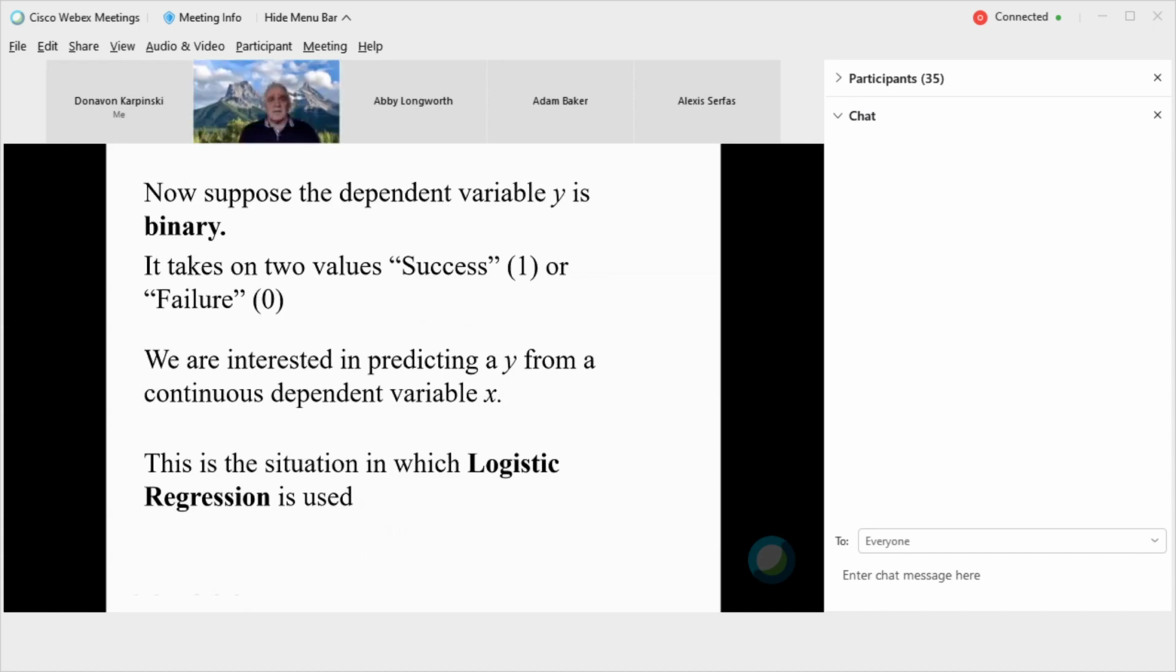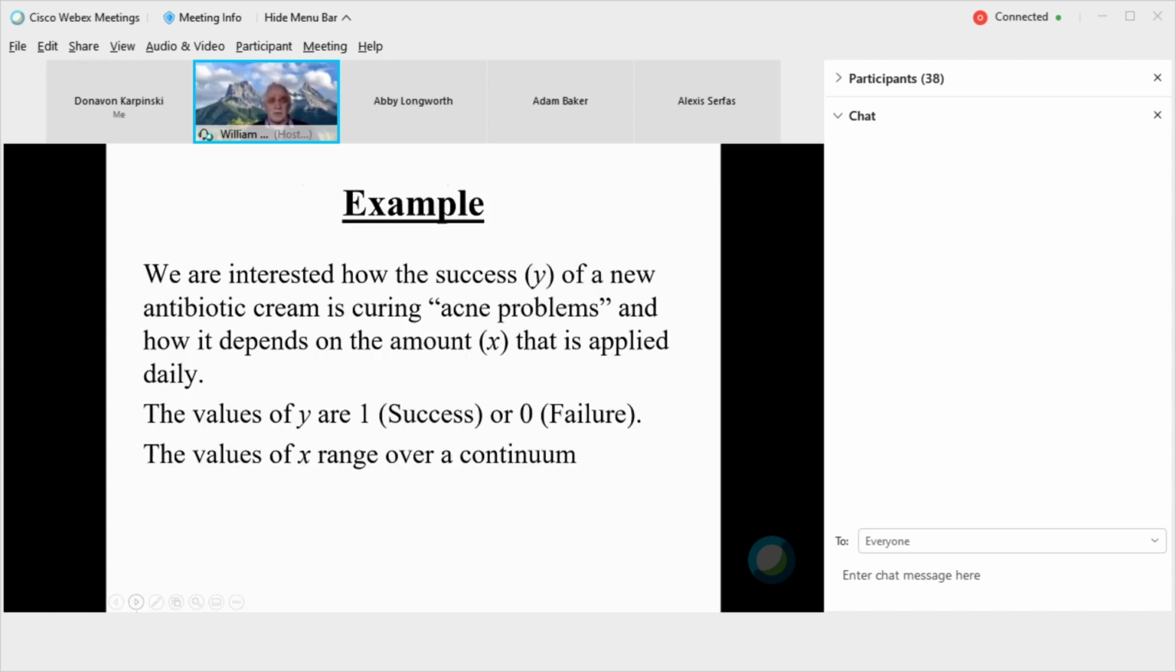Now suppose the dependent variable is binary. It's categorical and just has two categories, one success, two failure. And we're interested in predicting y from a continuous independent variable. This is the situation in which you use logistic regression. An example: suppose we have a cream for curing acne, and its success might depend on the amount that's applied daily.